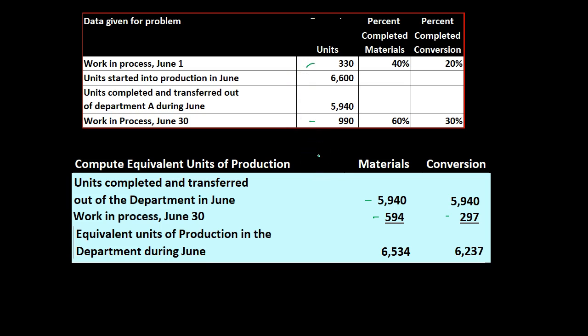And therefore, this is a bit simplified, a bit easier of a calculation than we'll see when we do the first in, first out method, where we would have to break out the portion of the beginning inventory and the ending inventory, assuming a first in, first out flow assumption.